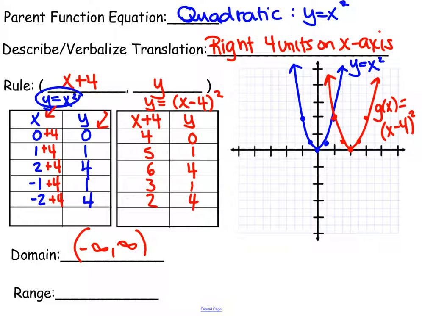All right, our range of values. I'm going to go ahead and create a horizontal line right here at y equals 0. Imagine everything above or on that yellow line exists for your range of values for your y values. So we say in this case, our range of values is y greater than or equal to 0.